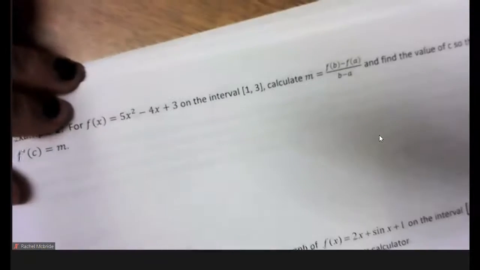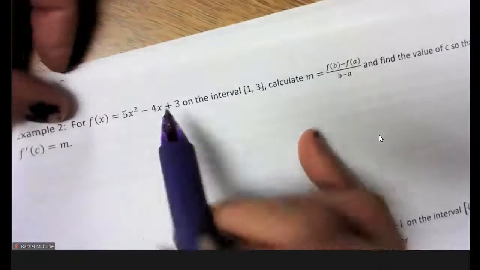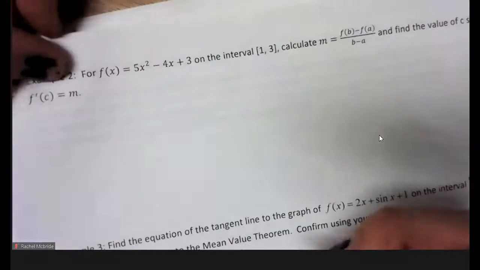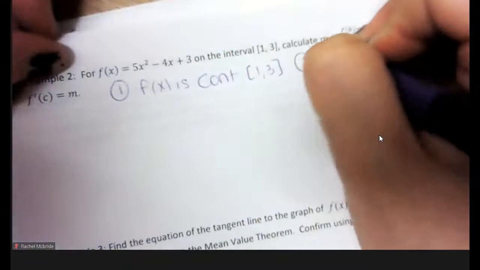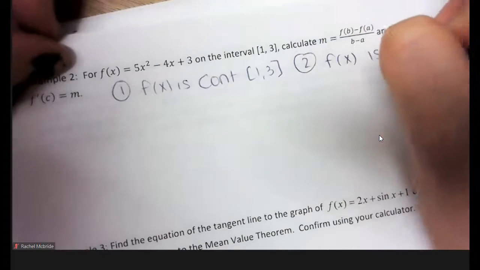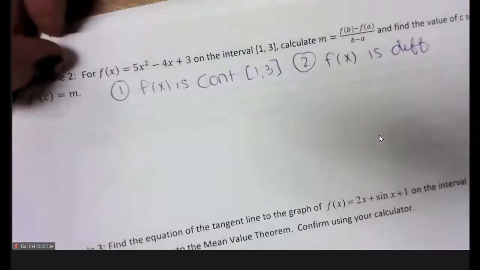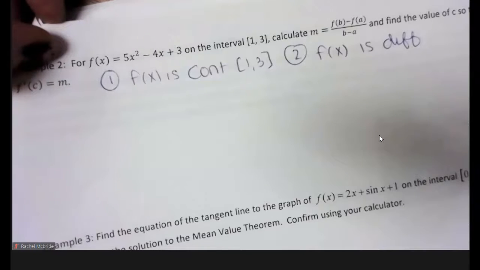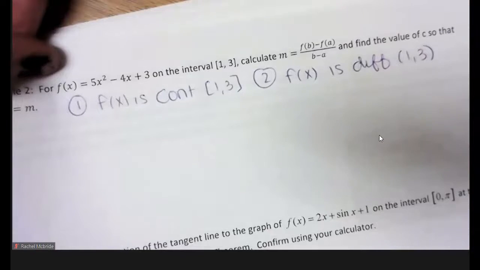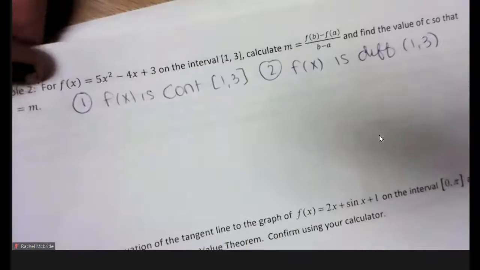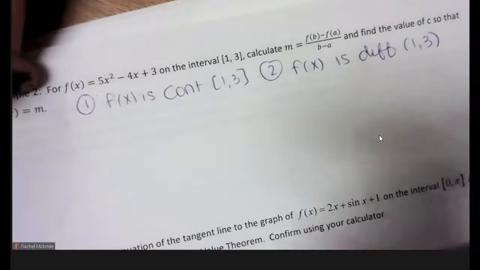So, this is a quadratic. Quadratics are continuous. Quadratics are also differentiable. So 1, f of x is continuous. 2, f of x is differentiable. When you get a justifying question on the AP exam and you don't justify this, you don't get your points. These two statements are imperatively so.